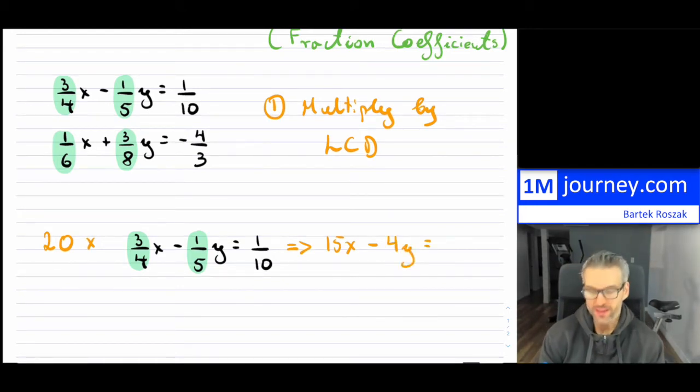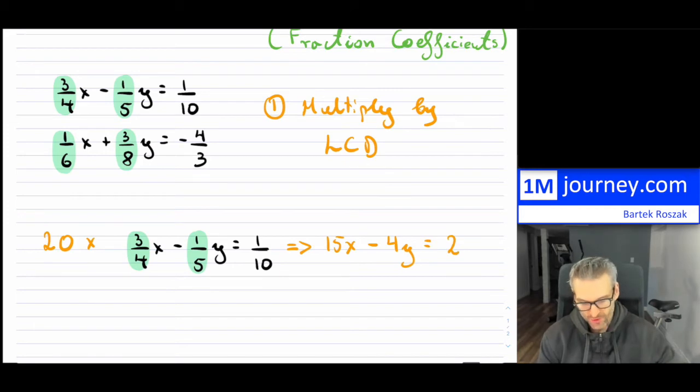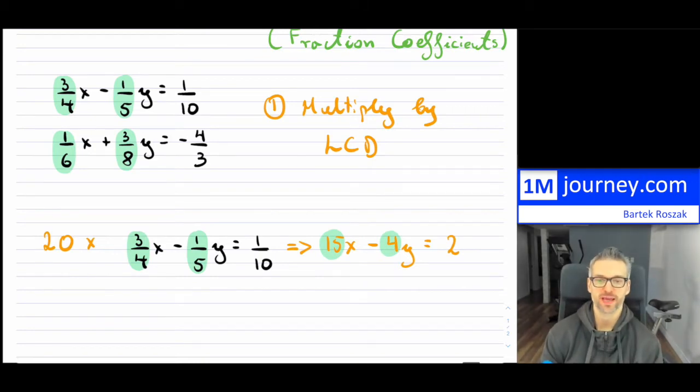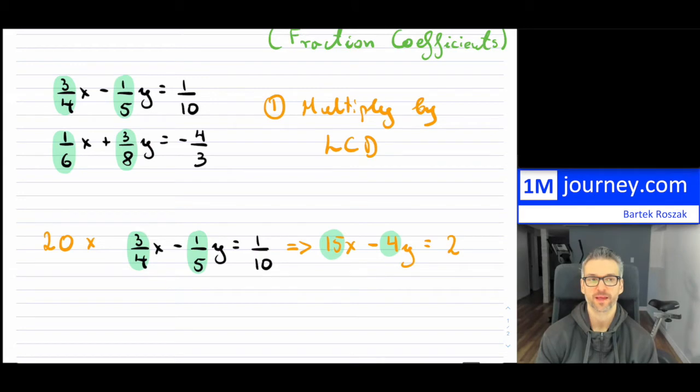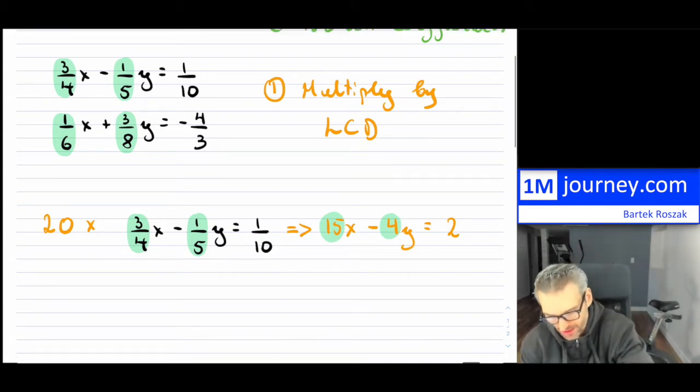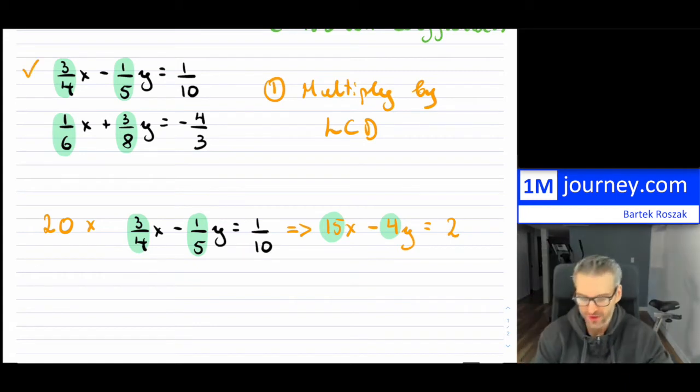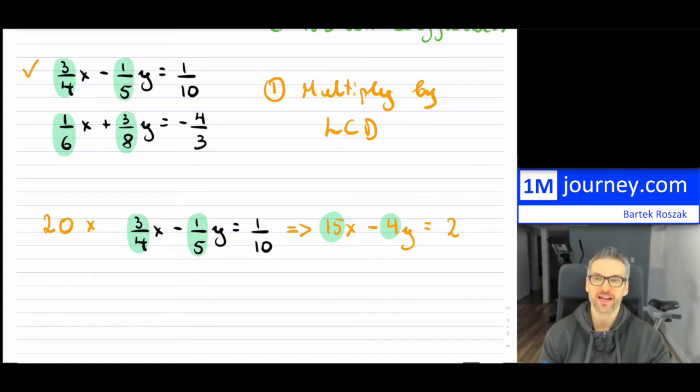And then you have 20 times 1 over 10. In this case, 10 goes into 20 2 times. So notice that your coefficients now are no longer fractions. They're just integers, which is the original problem that I asked you to watch. Now, of course, this is just the first line, so now you have to go ahead and do that with the second line.